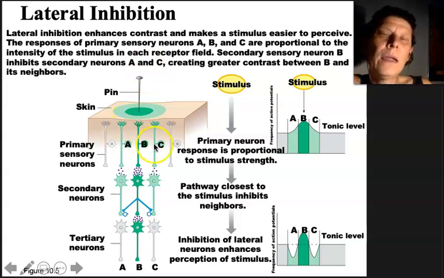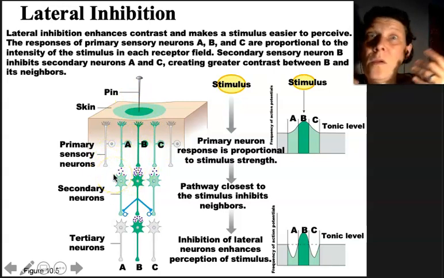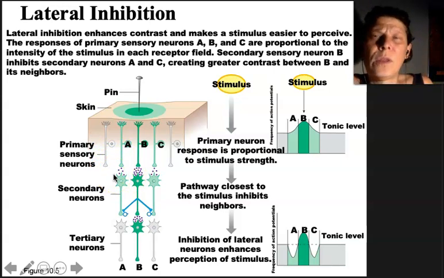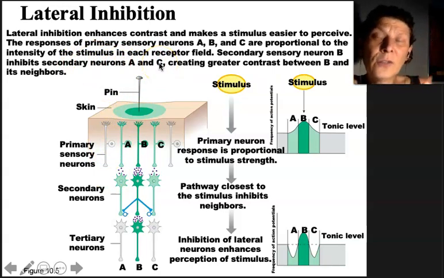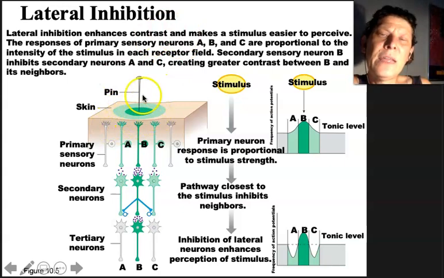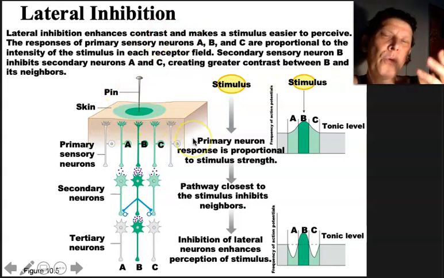So inhibiting the neighboring neurons when they're not being specifically triggered is due to inhibitory neurotransmitter release, right? Inhibiting neuron A and C. And that creates a nice contrast in terms of the neighboring area and allows your brain to very specifically perceive.